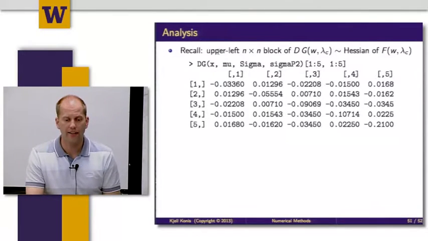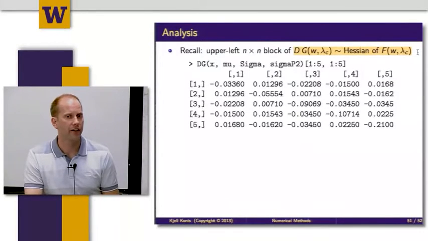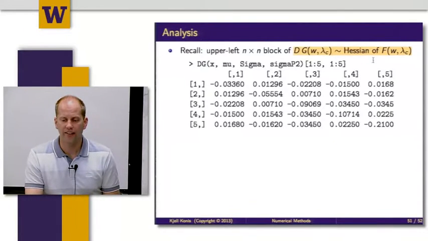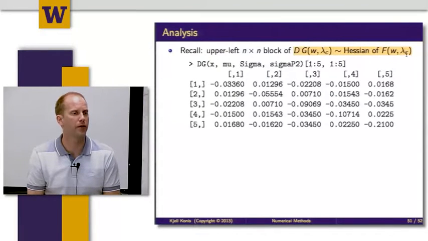So we'll go back and look at the upper left n by n block of the gradient of the function g. This is actually just going to be the transpose of the Hessian of the Lagrangian function f, except when I plug in the computed values, lambda c.